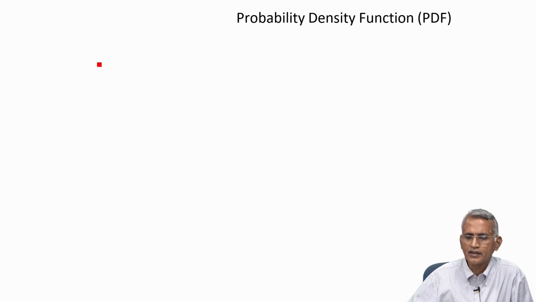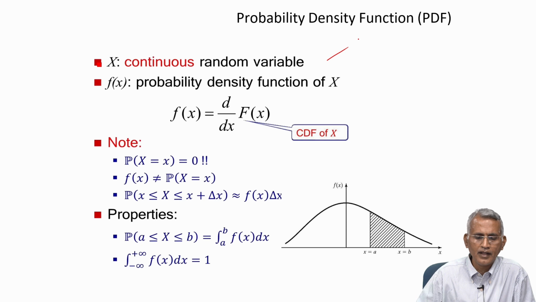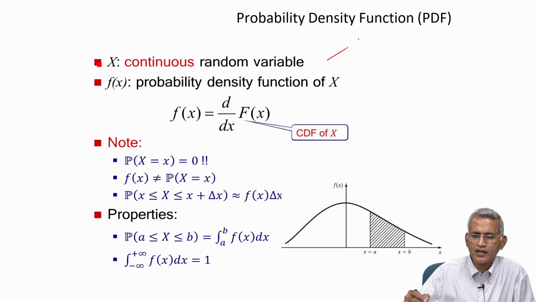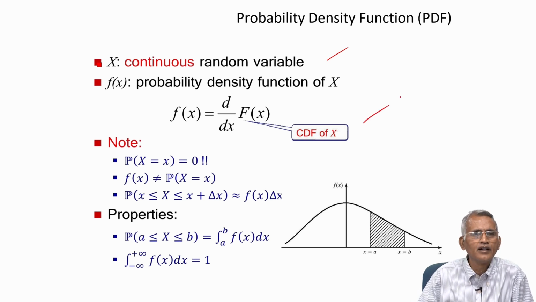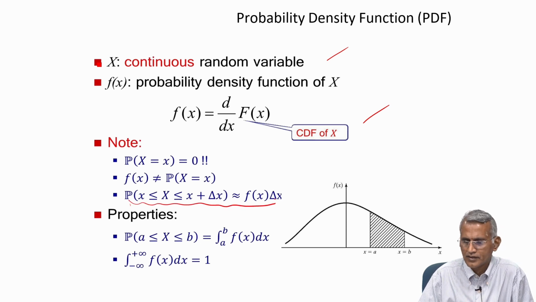Now, the probability density function. The probability density function is for a continuous random variable, and it is defined by the rate of change of the random variable. Therefore, f of x equals d by dx of F of x is the continuous density function, and we have to make a note of that. See, the probability of x equal to x is 0, and the density f of x is not equal to p of x equal to x, and it is denoted by the smallest increment of f of x into delta x.